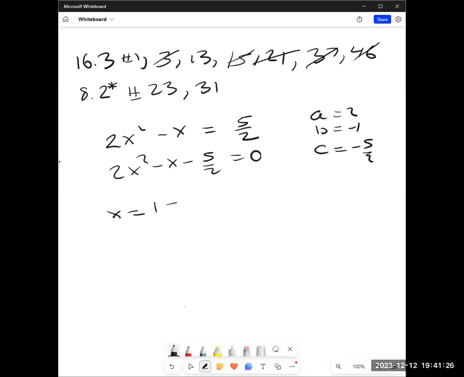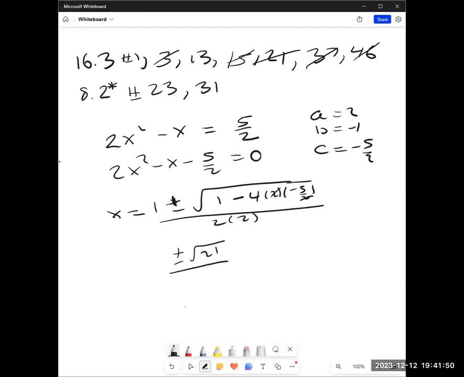Our x is going to be negative b plus or minus the square root of b squared minus 4ac all over 2a. 2 goes into 2 one time. -4 times -5 is 20. 20 plus 1 is 21, like so. And root 21 doesn't break down anymore. So this is 1 minus root 21 over 4 and 1 plus root 21 over 4.